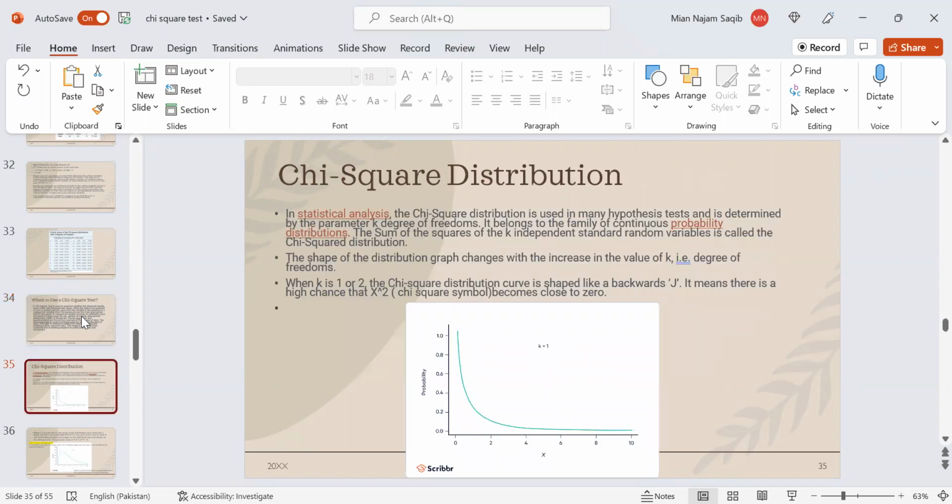Chi-square distribution. In statistical analysis, the chi-square distribution is used in many hypothesis tests and determines the parameter, the degrees of freedom. It belongs to a family of continuous probability distributions. The sum of the squares of k independent standard normal variables is called the chi-square distribution. The shape of the distribution graph changes with an increase in the value of k, that is the degrees of freedom. When k is 1 or 2, the chi-square distribution is shaped backwards in the form of a J. This means that there's a high chance that the chi-square value is going to be close to 0.